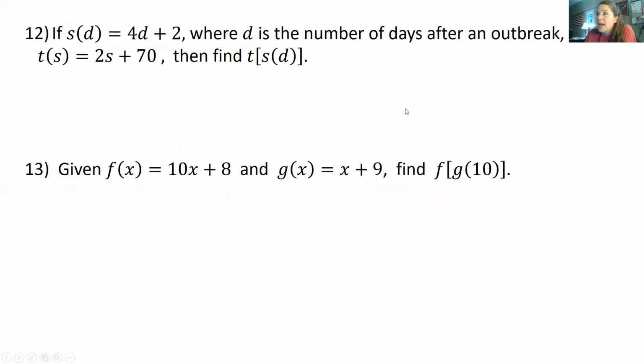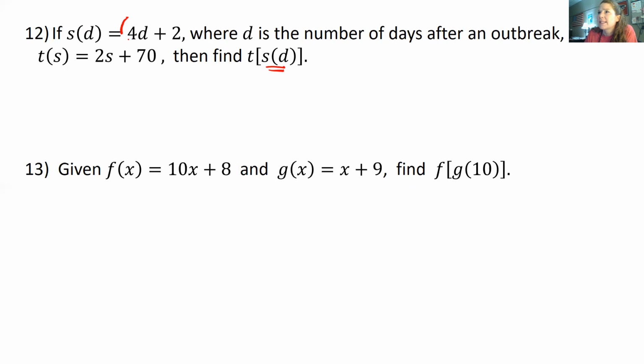All right, now number 12 came from a word problem, and you'll have a couple of those, so make sure you look at your examples very well. If S of D equals 4D plus 2, where D is the number of days after an outbreak, and T of S is equal to 2S plus 70, then find T of S of D, all right? So we want to take S of D. We want to take S of D.